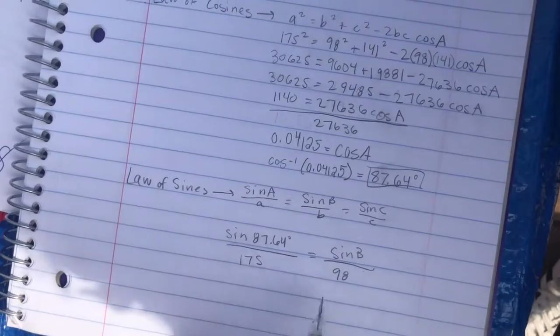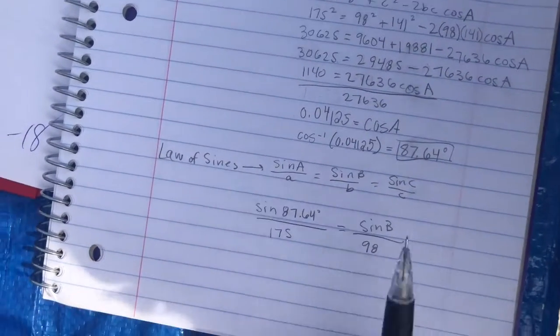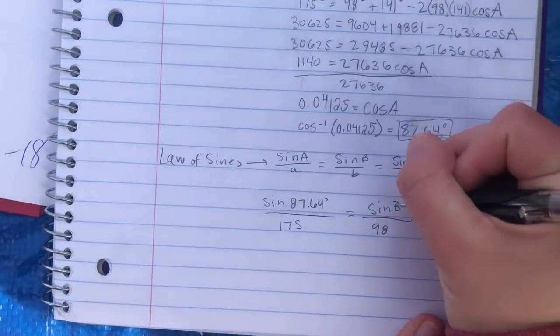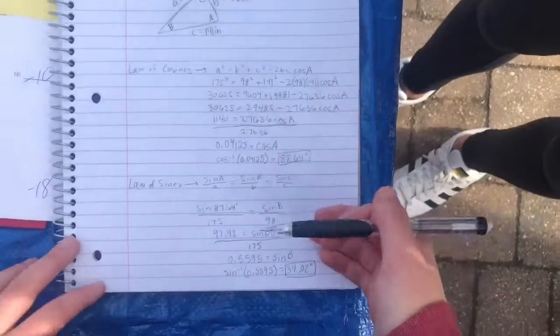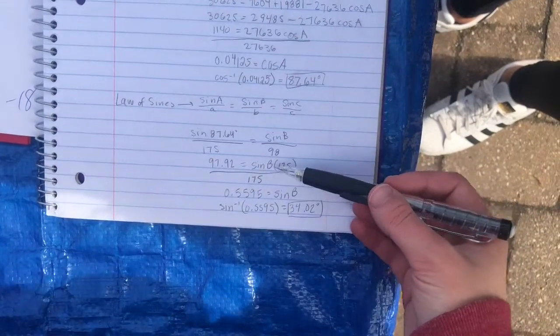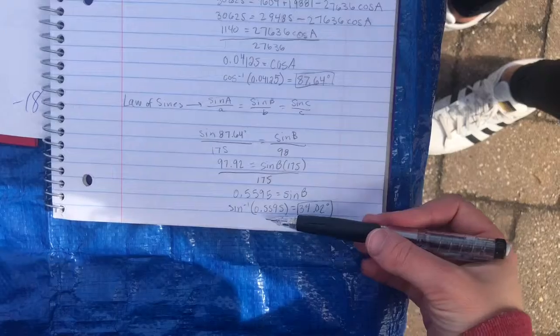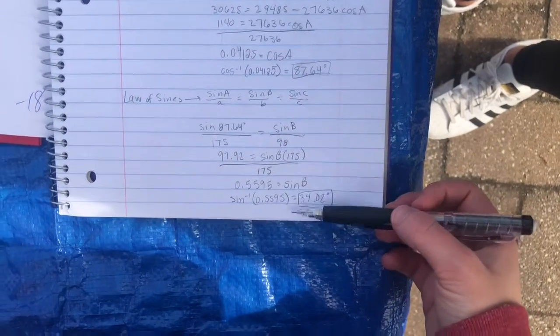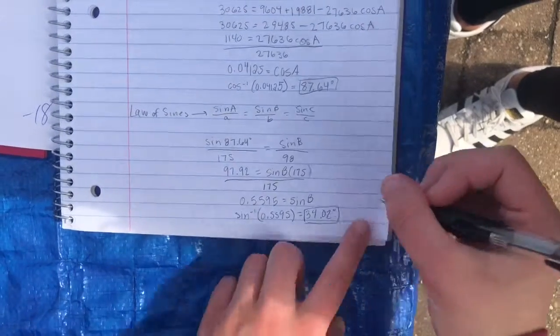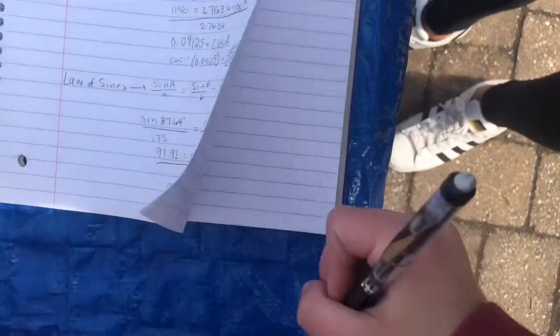Now what we're going to do next is cross multiply and then do the inverse sine to find the angle measurement for B. After simplifying, we did the inverse sine of 0.5595, and that gives us 34.2 degrees, which is our angle measurement for B.